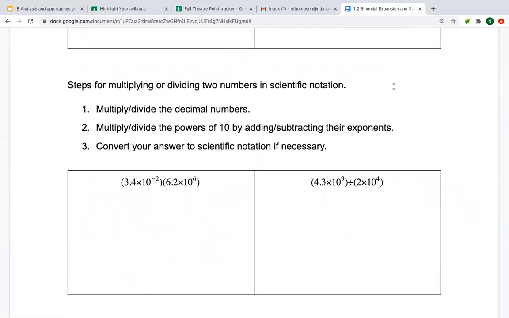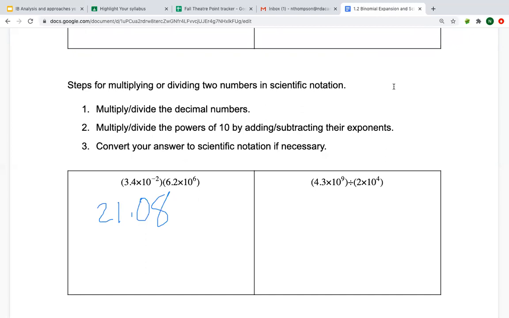Okay, now the steps are not incredibly different when you are doing multiplication and division. So the first thing is just to multiply or divide the decimal numbers. So for this first example, when I multiply them together, I did it on my piece of paper. You can work it out as well. But you should get 21.08.